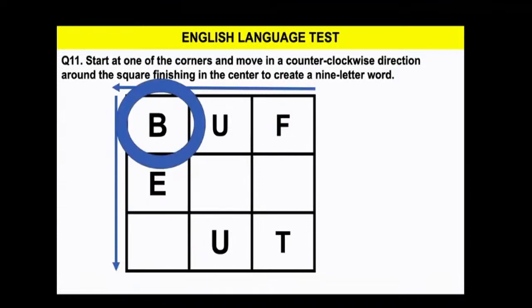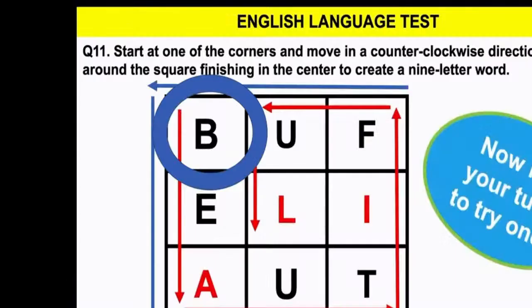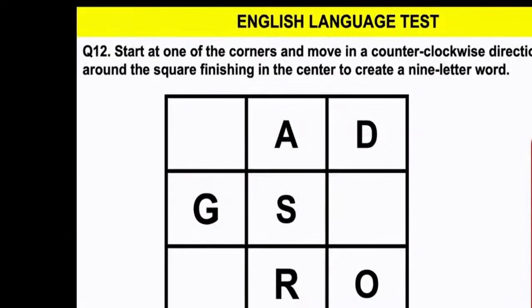So if we start with B and then go counterclockwise, we can add an A there, an I there, and an L there, and we get the word beautiful, finishing off in the center to get that 9-letter word, beautiful. So this is quite difficult. It seems easy, but it's not. So now it's your turn to try one.